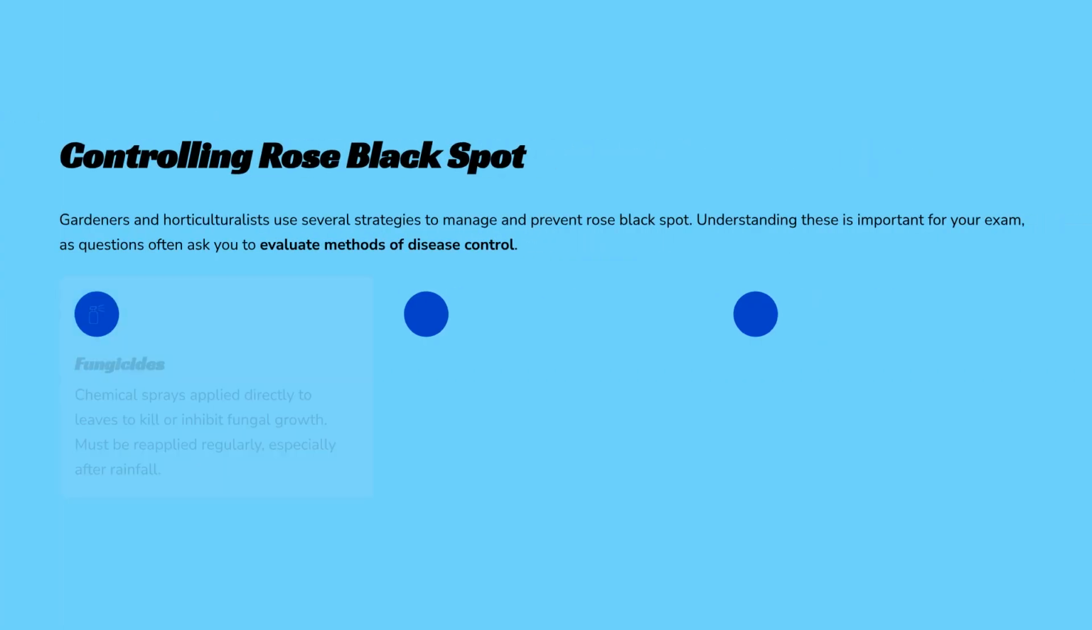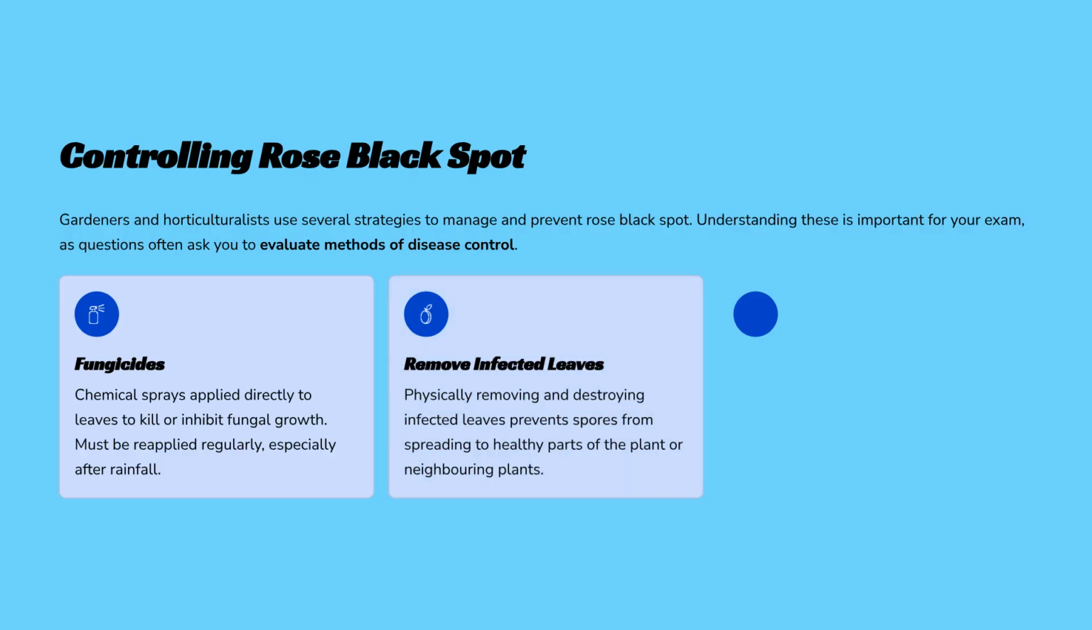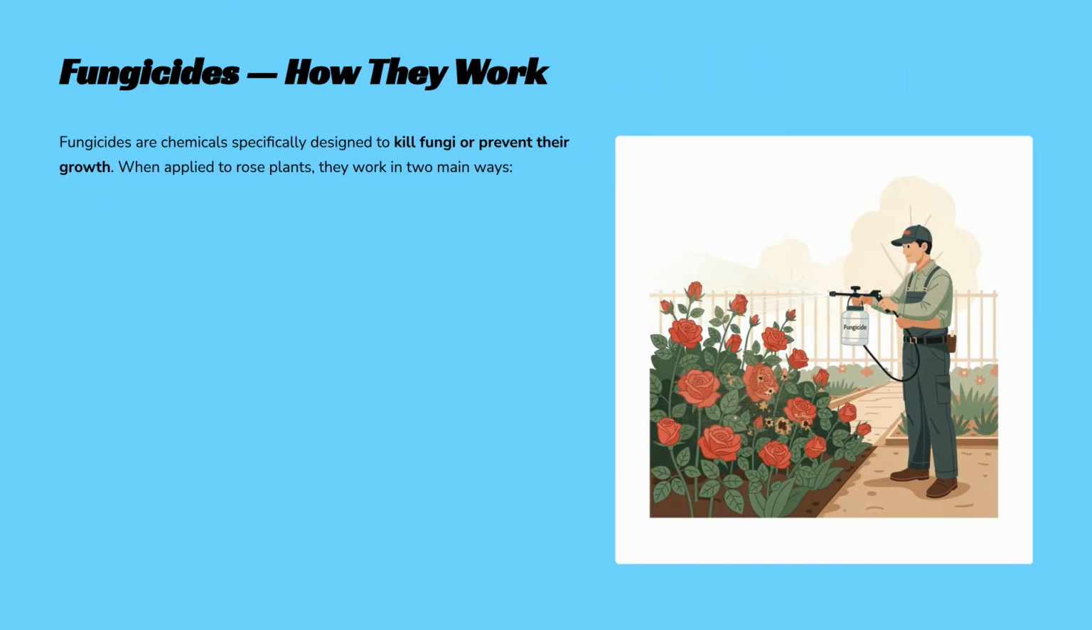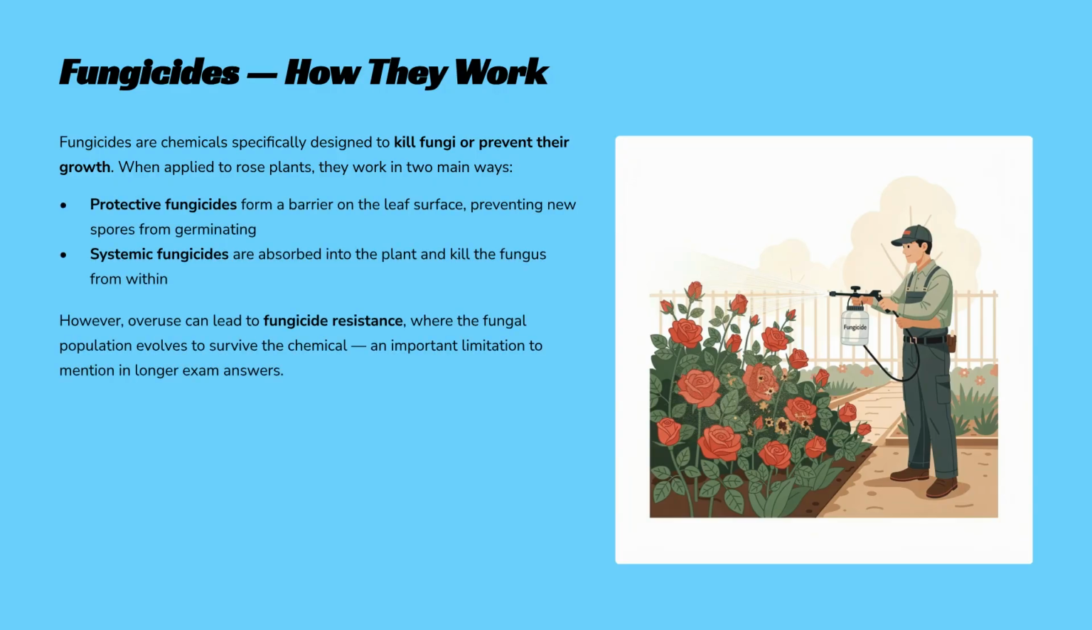Control strategies include using fungicides, physically removing infected leaves to prevent spread, or breeding plant varieties that are naturally resistant to the fungus. Fungicides work either by protecting the leaf surface or by being absorbed systemically. A key exam point is that overuse can lead to fungicide resistance, limiting their long-term effectiveness.